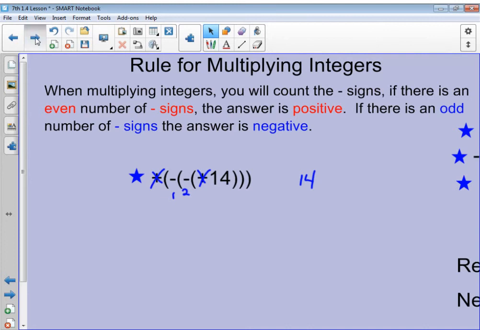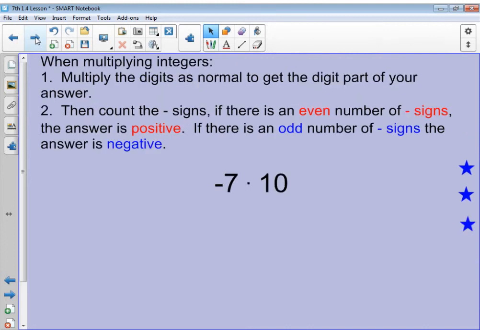All right, so let's go ahead and put this together with some multiplication. When we multiply integers, first thing, we're going to go ahead and multiply the digits as normal. So don't think of this as a whole new process. We're taking two things that we previously learned and putting them together. So we're going to multiply the numbers as normal. Then we're going to count our negative signs. If there's an even number of negative signs, it's a positive answer. And if there's an odd number, it's a negative answer.